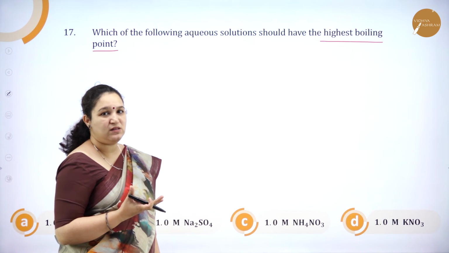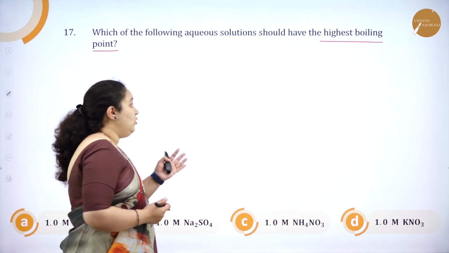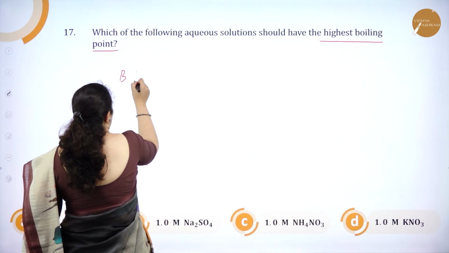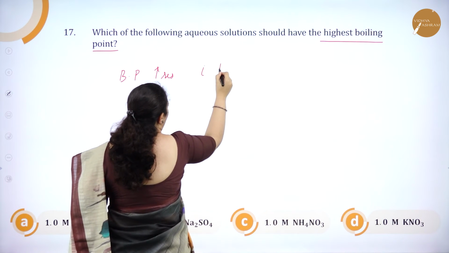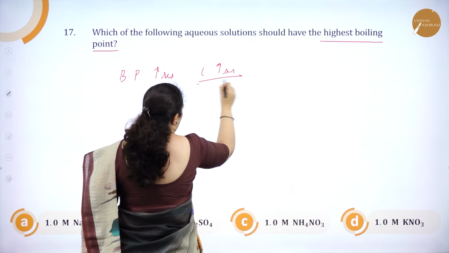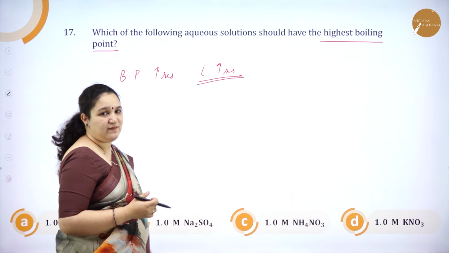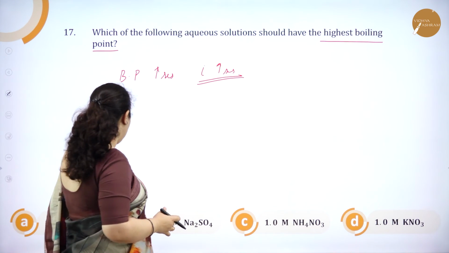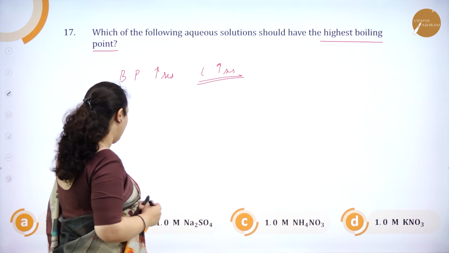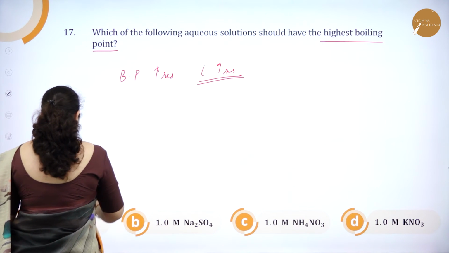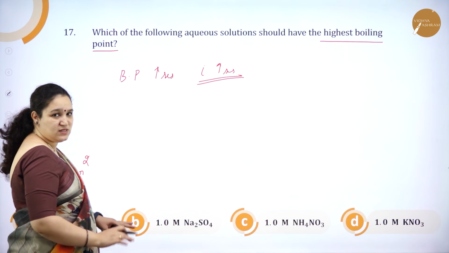How many solute particles are there? It is directly dependent on that. Boiling point will increase if the Van 't Hoff factor i increases. How many particles are there when it dissociates? Here almost all are ionic solutions. So in the first option, the i value will be 2, because Na plus and OH minus separate into 2.